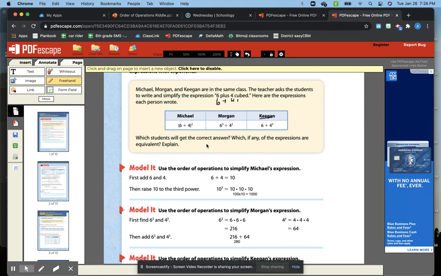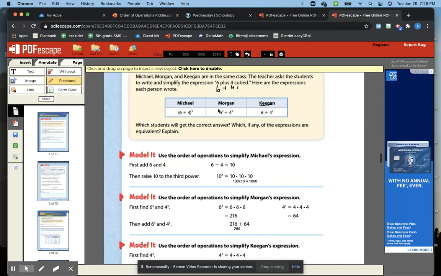For Michael, it would have said the sum of 6 plus 4, cubed. Or it would have said 6 cubed plus 4 cubed for Morgan. But if we take this word for word, what it says, Keegan would have the correct answer.